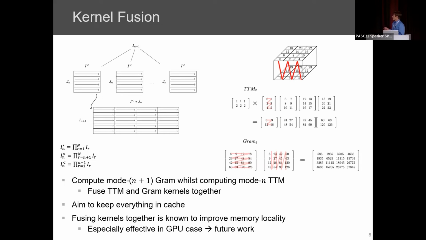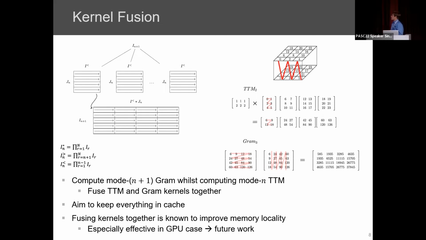Now, the fact that this row is just one of these submatrices is important because we can see how, after computing one of these submatrices in the mode 2 TTM, we can immediately, while everything is still in cache, compute the first entry in the gram matrix. Basically, we can do this for every entry in the gram matrix, and the goal here is to keep everything in cache. In the literature, it has been shown that these kernel fusion techniques greatly improve memory locality, and this is especially effective in the GPU case, which we leave for future work.